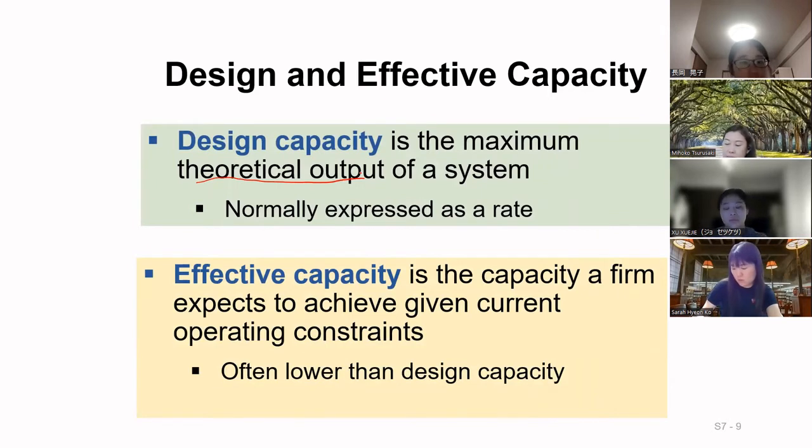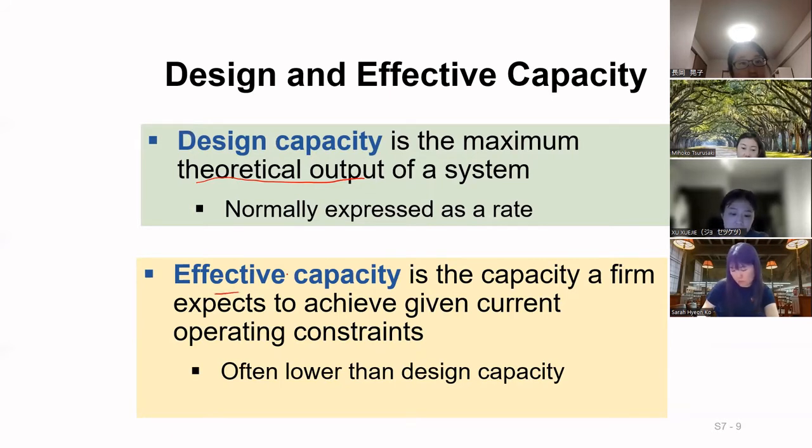Normally it is expressed as a rate, for example, 50 per day, 100 per day, and so on. So effective capacity, we need to know this. Every machine, every plant will have a design capacity. For example, that Meiji Stadium, I don't think it's only 39,630 design capacity. Maybe it's more than that. Some of it is actually used for something else, for example some space. That is effective.